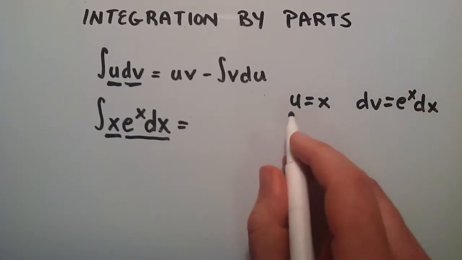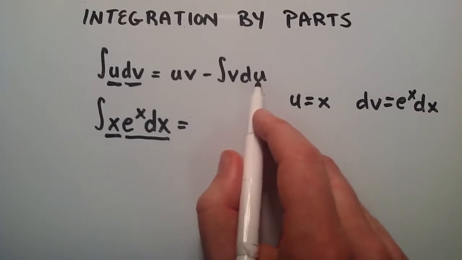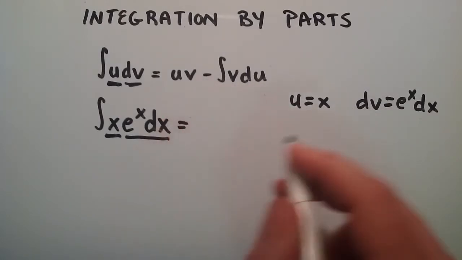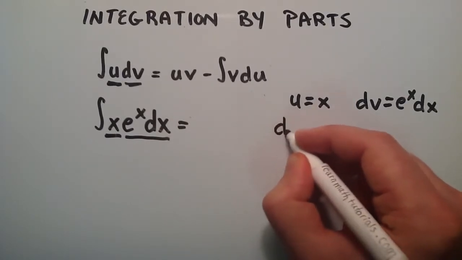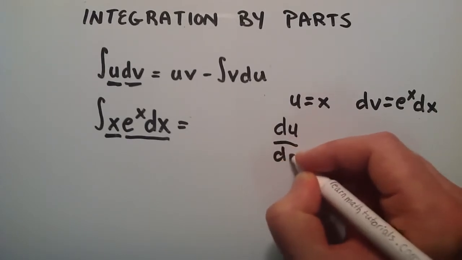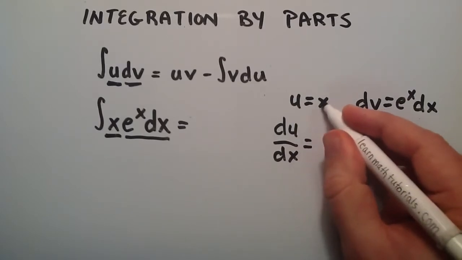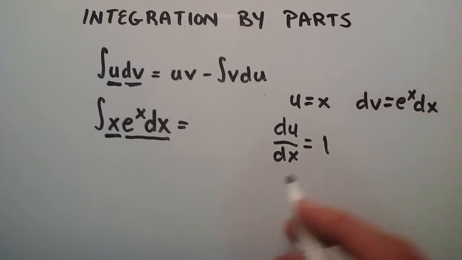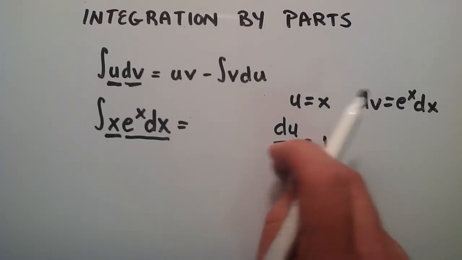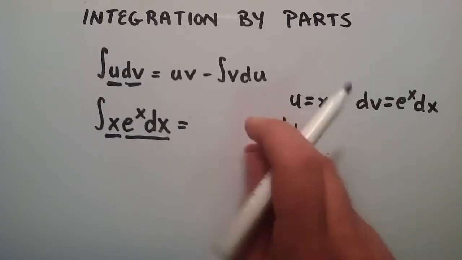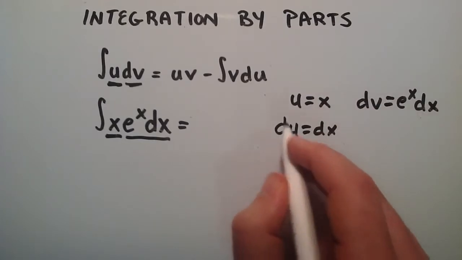Now that we've got our u and our dv figured out, we also need to figure out what du is, and what v is. We can figure out what du is by taking the derivative of u with respect to x. The derivative of u with respect to x is simply 1, since the derivative of x with respect to x is 1. Then if we multiply the left and right hand side by dx, this becomes du is equal to dx. So we've defined what du is now.